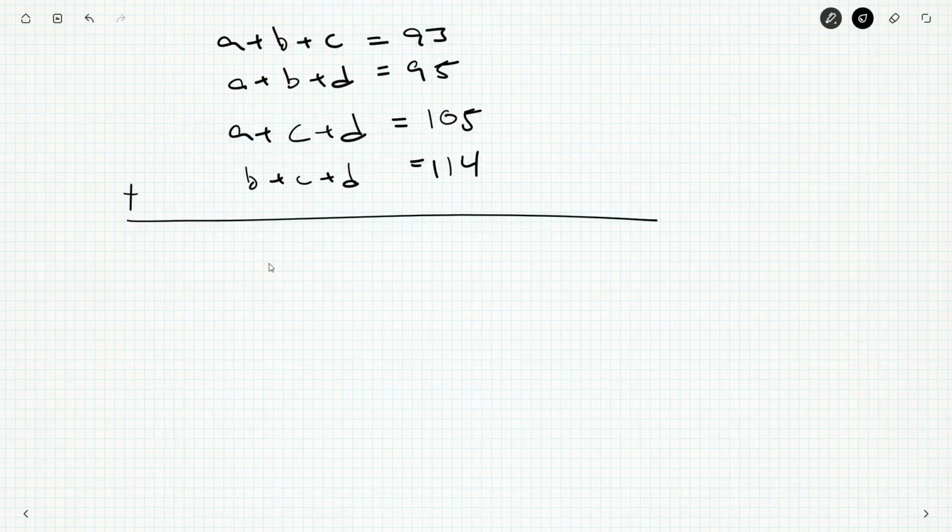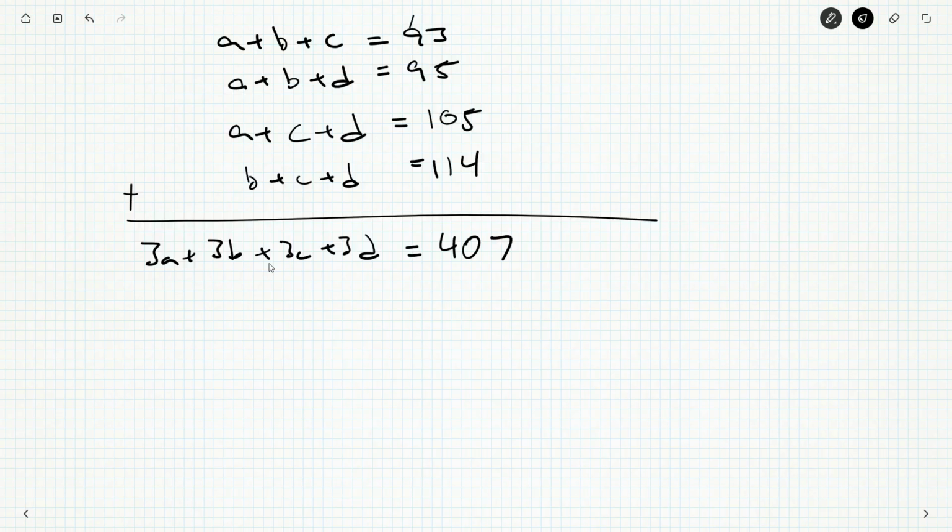We can add them all up, and we'll get 3 A's, 3 B's, 3 C's, and 3 D's. And then on this side, we'll get 93 plus 95, and we've got them all lined up, so we can just add them really quickly. 3 plus 5 is 8, plus another 5 is 13, plus another 4 is 17, 7, carry the 1, so 19, that's 10, plus another 10 is 20, plus an 11 is 31, plus a 9 is 40, so that's 407.